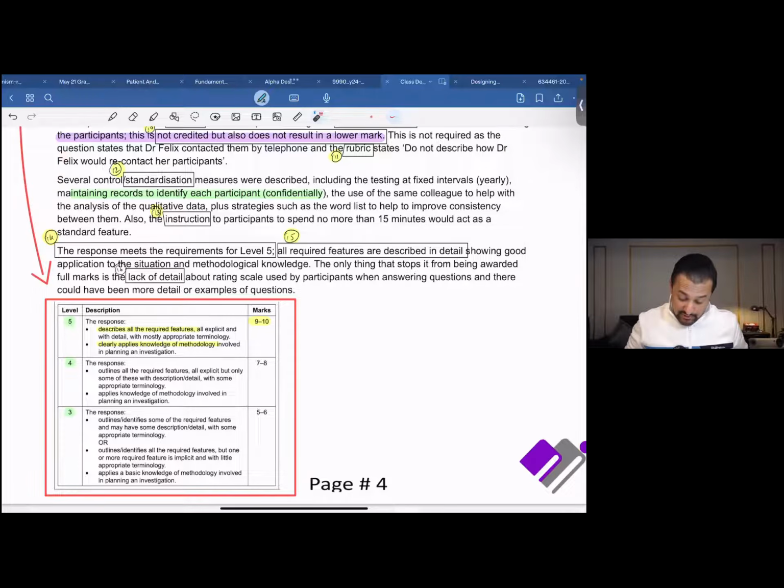So the response meets the requirement for level 5 test level. All required features are described in detail. Check. Showing good application to the situation and methodological knowledge. Check. The only thing that stops it from being awarded full marks is the lack of detail. Yes, lack of detail. There should have been more detail. This is what the examiner thinks or feels about this. And there have been students who would be like, sir, what more? What more do we do?